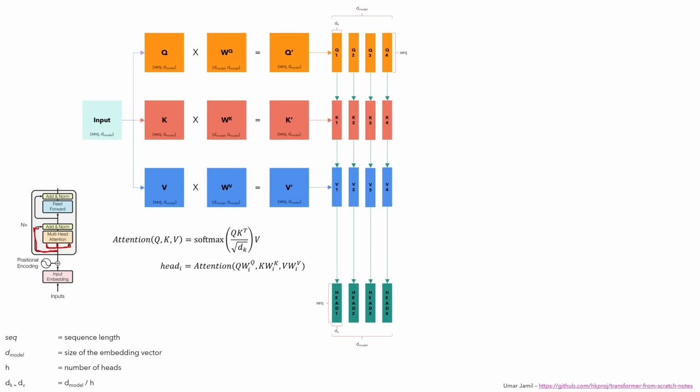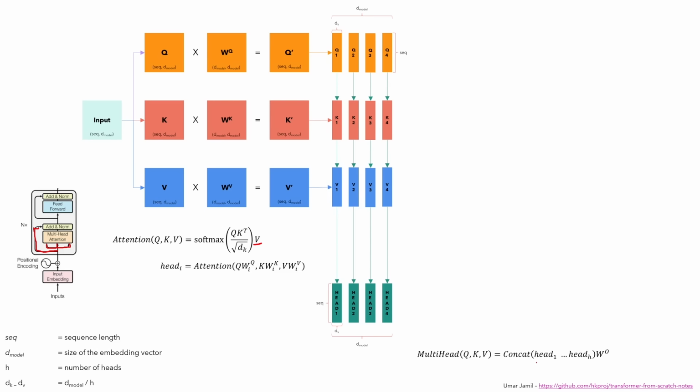What is dv? It's basically equal to dk. It's just called dv because the last multiplication is done by V, and in the paper they call it dv, so I am also sticking to the same names. Our next step is to combine these small heads by concatenating them along the dv dimension, just like the paper says.